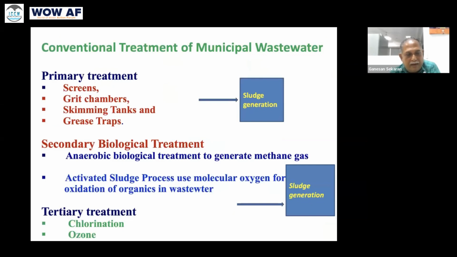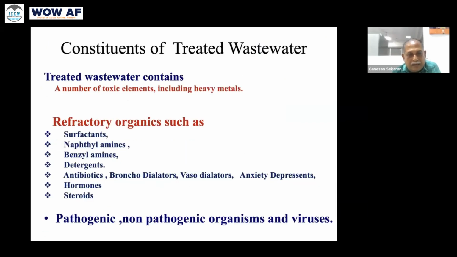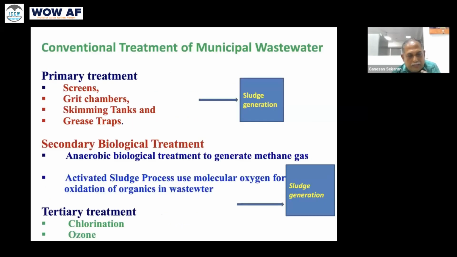Sir, we say that the conventional treatment with screens, grit chambers, skimming tank and grease trap is a source of some sludge generation. The primary treatment with the conventional treatment produces sludge. And in secondary biological treatment, the anaerobic biological treatment, in addition to generating methane gas, also generates sludge. So the secondary biological treatment is also a source of sludge generation. Conventional treatment generates sludge in both the primary treatment and secondary biological treatment.